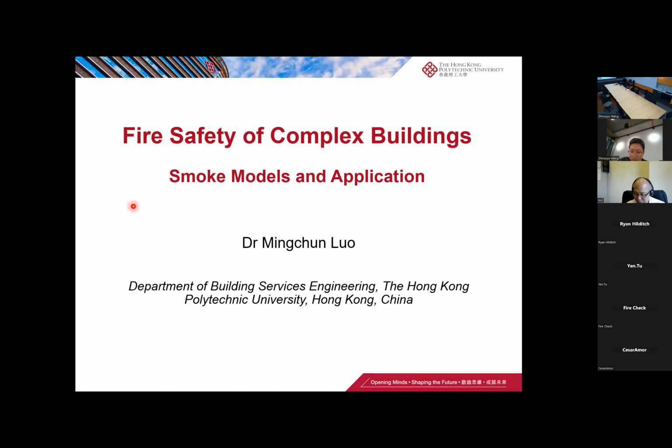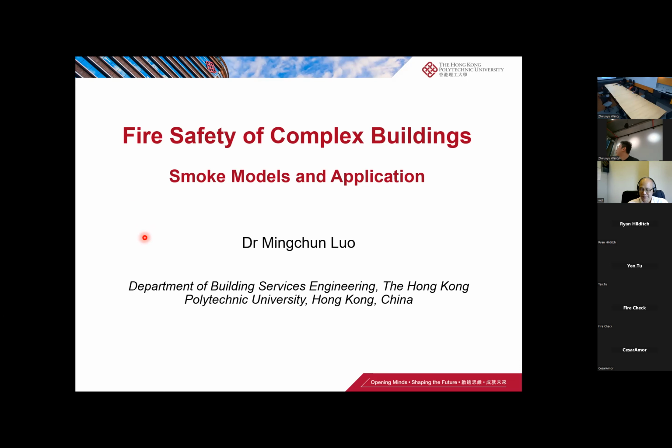Okay, thank you very much for inviting me to give this presentation. I'm happy to share some experience from past years when we do the design of projects. The talk will focus on the smoke model and their applications, and this will fit the theme of fire safety of complex buildings.